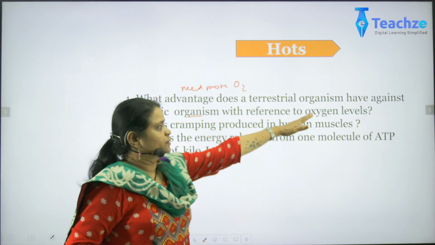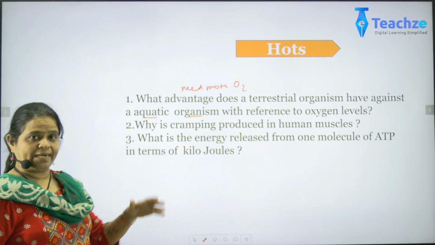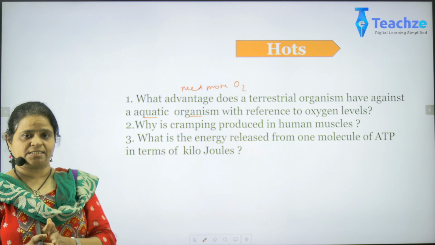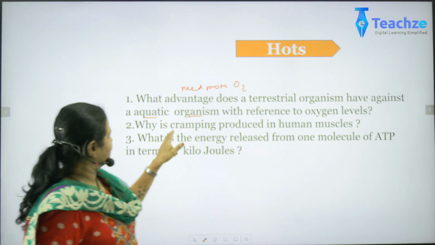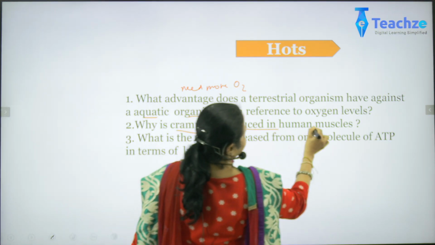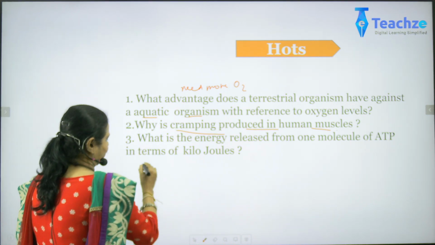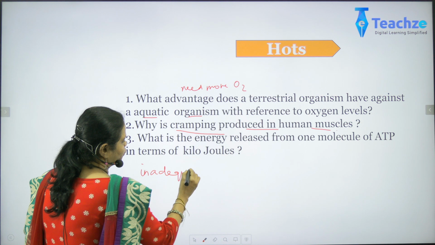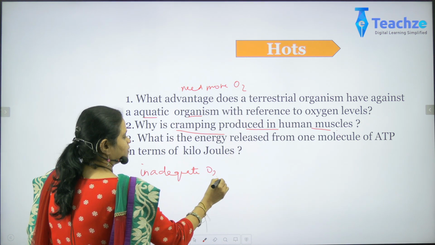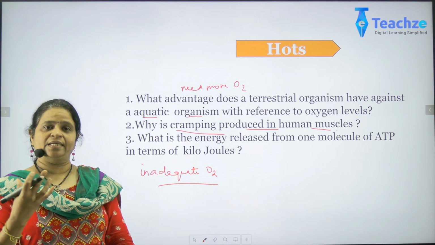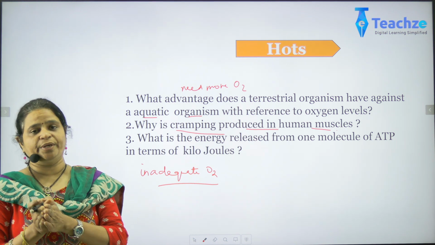And terrestrial animals can have a better adaptation because the lungs help them in getting that kind of oxygen which is necessary for it. Now, the second one, why is cramping produced in human muscles? This is because of inadequate amount of oxygen, or the oxygen is utilized at a higher level so that the oxygen is not enough for doing those activities.